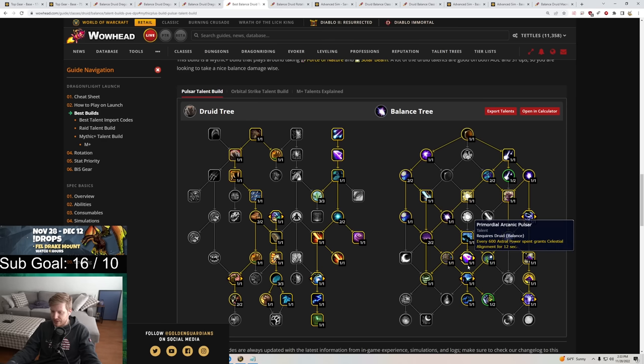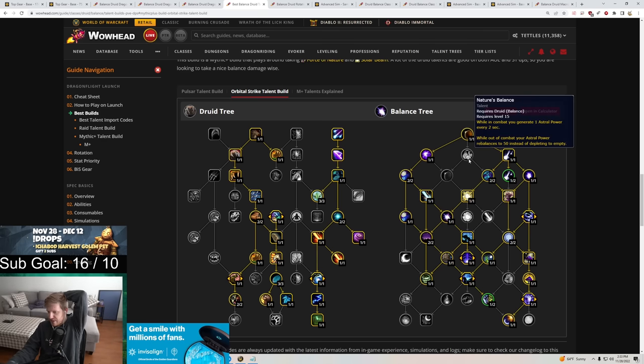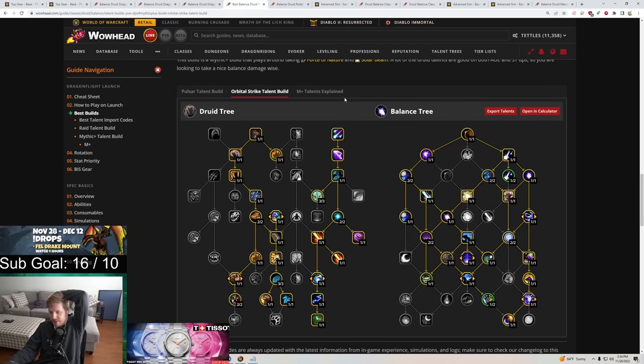Now, one of the bigger differences with this build is that with Pulsar, you actually really want to play Lunar Guidance, whereas with Orbital Strike, you have an additional point to throw around. I think I ended up putting it in Firmament here. I think that's where it ended up landing. There are also things like Nature's Balance that are pretty decent value in M+, if you want the rebalancing to 50 Astral Power as opposed to depleting. That could be seen as useful.